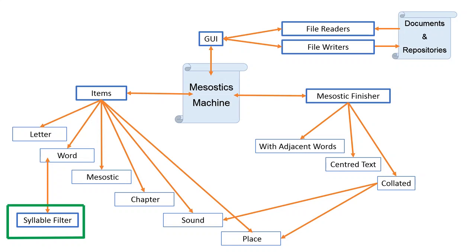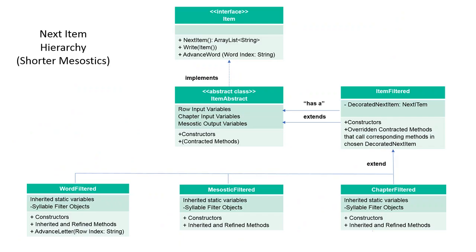Of course, the usual use case will be one where a shorter rather than a longer set of mesostics is required, because you want an artistic experience which is not too long. Therefore, you want to use the syllable filtering algorithm that I spoke about in my previous video. And this, in my implementation, gave me the opportunity to deploy this classic Gang of Four design pattern called the decorator pattern, right?